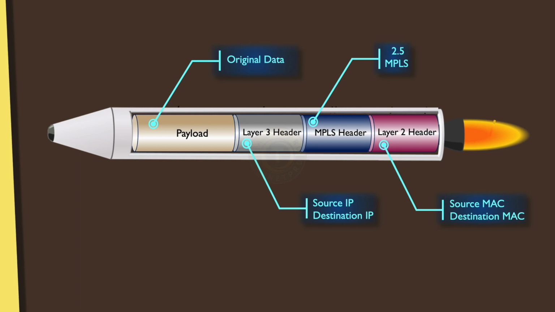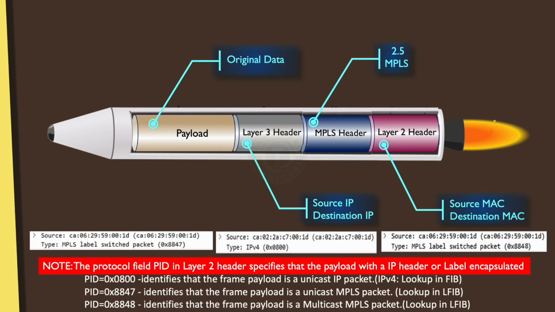So who will understand which type of data it is, which type of packet it is, IP packet or MPLS packet? Who will tell you? Now let's check this part. The protocol field in the layer 2 header, the PID field, specifies whether it is an IP header or whether it is label encapsulated, MPLS encapsulated.